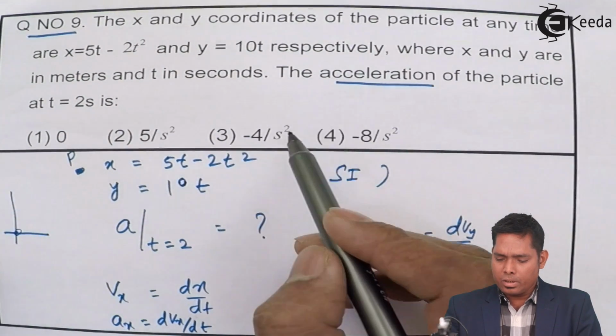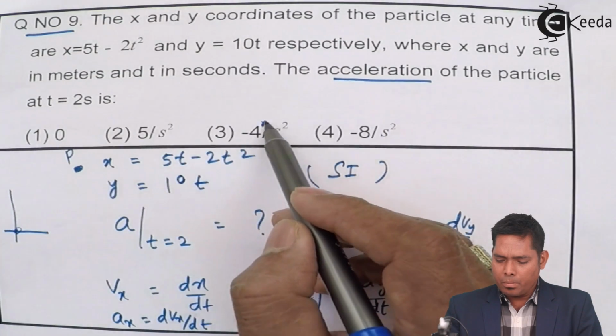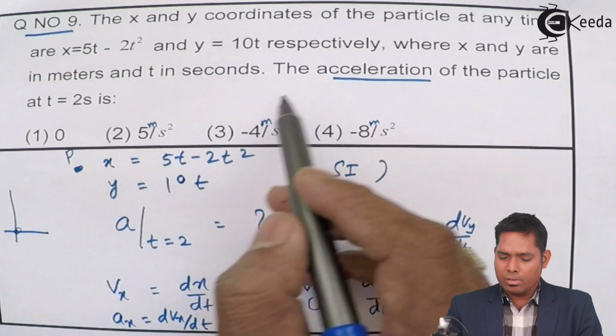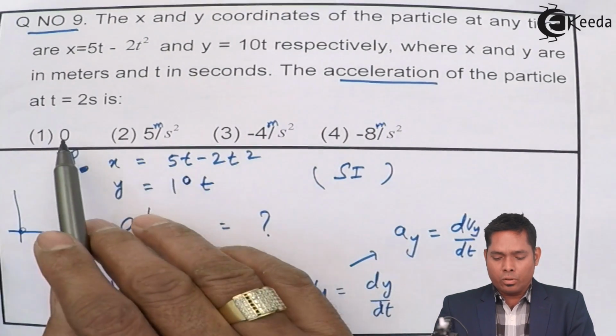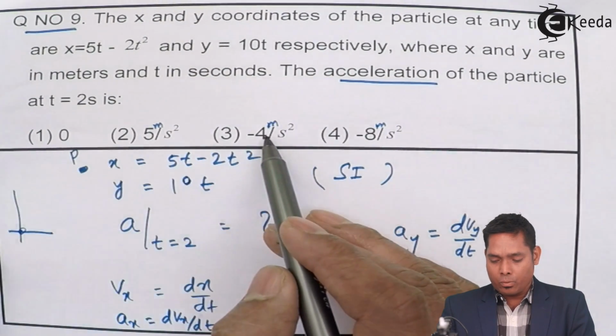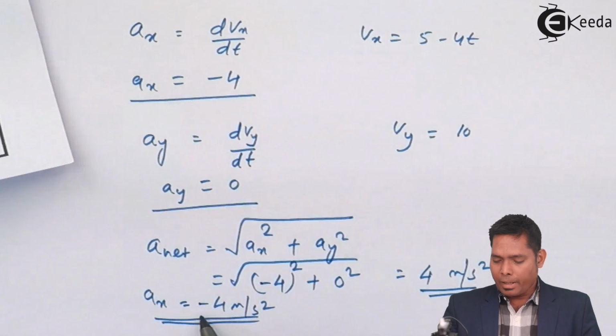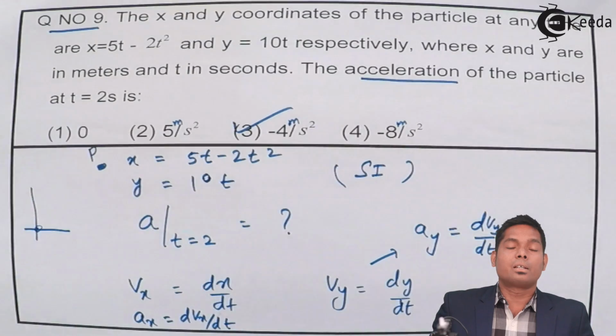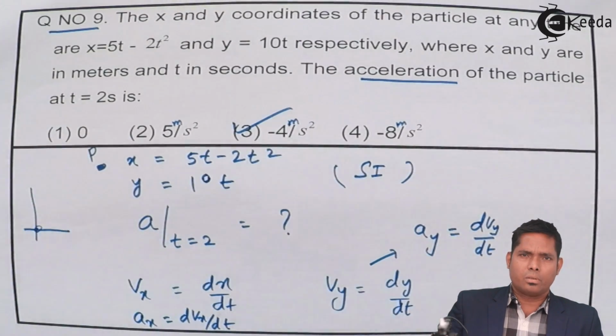This is actually meter per second square, because acceleration is in meter per second square. So the answer is minus 4 meter per second square. So option number 3 is the right answer to this question. Okay, thank you.